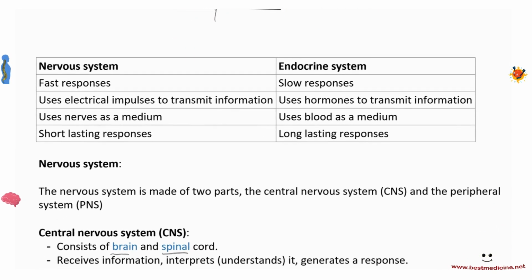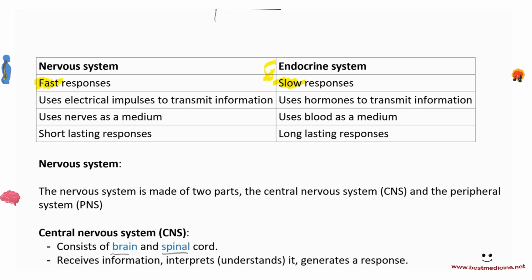So a couple of differences between the two that we need to know, we need to list them down, and hopefully a question on this shows up so you can get full marks. Well, the nervous system has fast responses. Of course it's fast, right? Because it's using electrical impulses. The endocrine system has slow responses because it takes time for the hormones to be produced and for the hormones to travel through blood from one place to another.